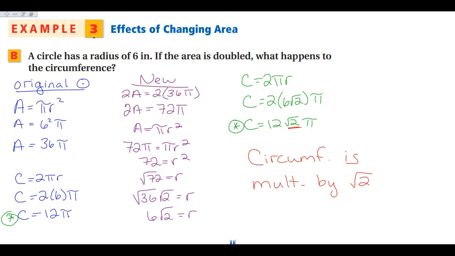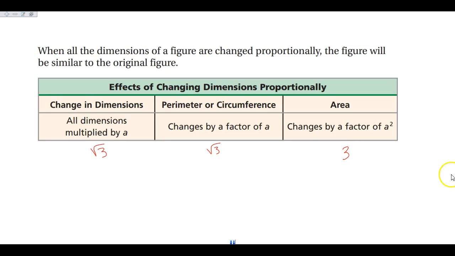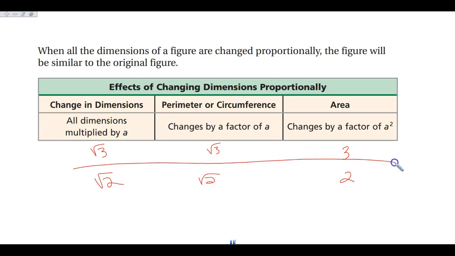Again, if I pop back to our little chart, my area changed by 2. So my a squared is 2. That means that the change in the dimensions and the change in perimeter or circumference is the square root of 2. Okay, so this is part A and part B. So again, we could have done that by using this chart and working backwards. But I did want to show you how you could use actual numbers if any of that gets confusing working with the true formulas.